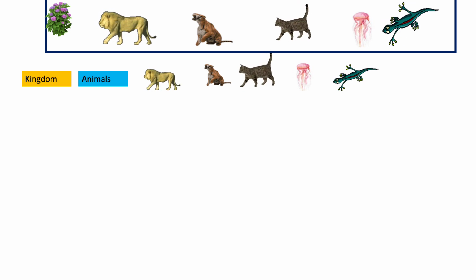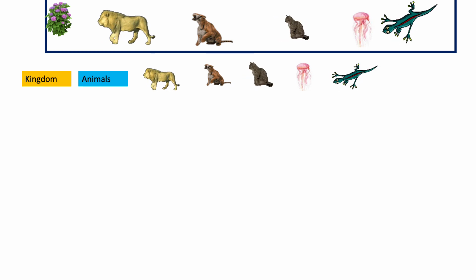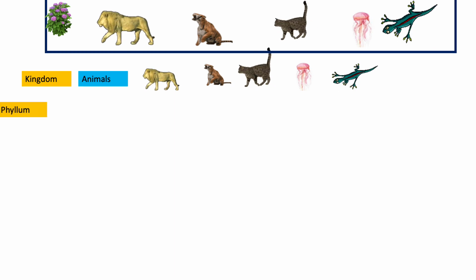We see that animals also differ from each other. So we can choose one criteria, for example, presence or absence of the backbone. Therefore, all the animals with the backbone will be grouped under vertebrates.